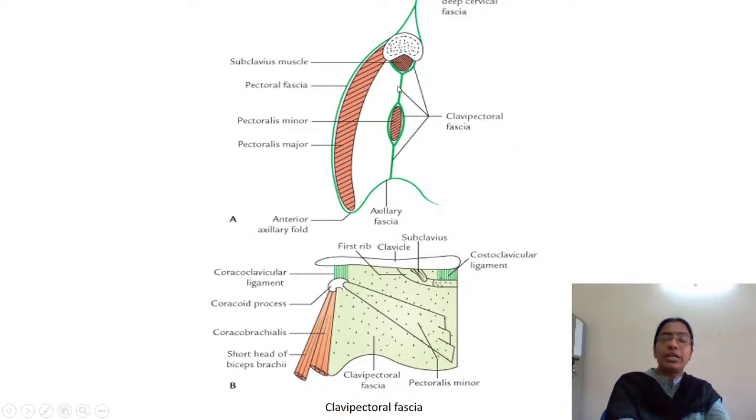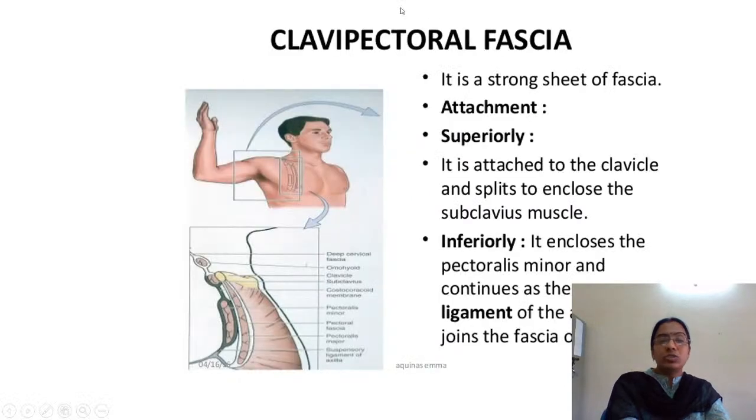The clavipectoral fascia, the name itself indicates that it extends vertically from the clavicle to the axilla. So this fascia which is present parallel to the pectoral fascia and the pectoralis major muscle is called the clavipectoral fascia. It is a strong sheet of fascia which is attached above to the clavicle and below extends up to the axilla and is suspended by means of a ligament which is called the suspensory ligament of the axilla.